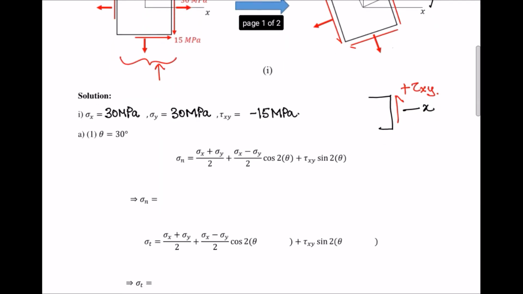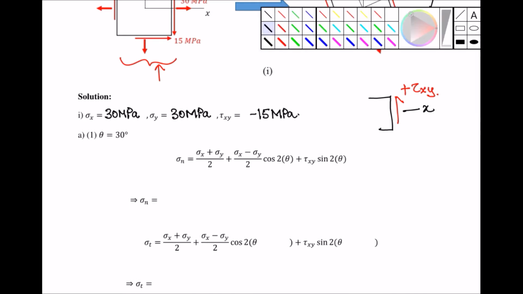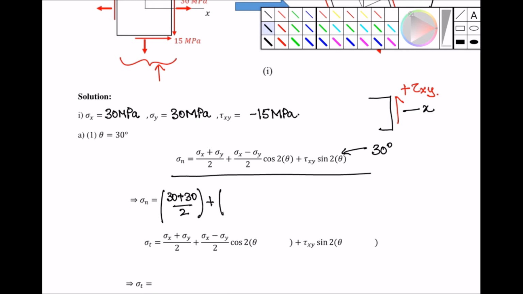To find out the normal stress, we have sigma n as per this expression from the textbook. So if we were to plug in theta equals 30 degree, we would end up with sigma n equals 30 plus 30 divided by 2 plus 30 minus 30 divided by 2 cosine 60 degree plus a minus 15 sine 60 degree. With the second term going off to 0, we are left with sigma n equal to 17 MPa.